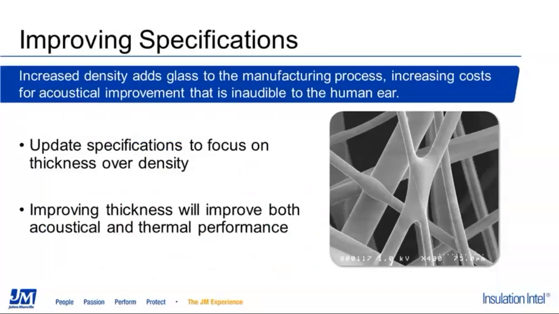So what does all of this mean for a specification writer, a mechanical contractor, or a commercial installer? What you need to keep in mind is that specifying HVAC insulation materials based on density alone adds glass to the manufacturing process, also increasing cost of the material without adding significant improvement for added cost. As you review and update your specifications, you can create a more effective specification by focusing on thickness over density.